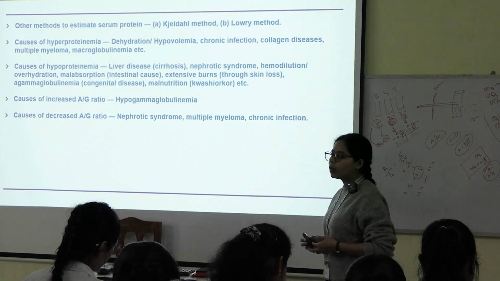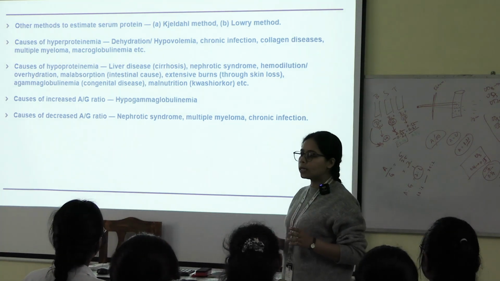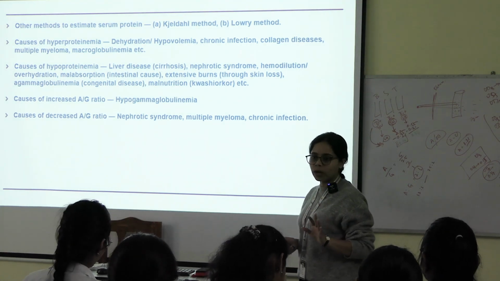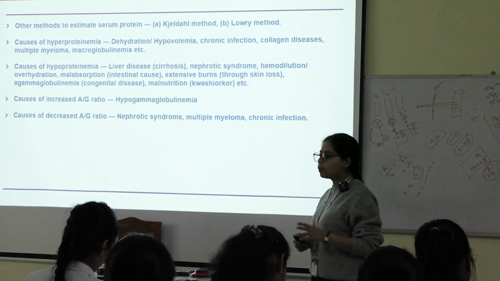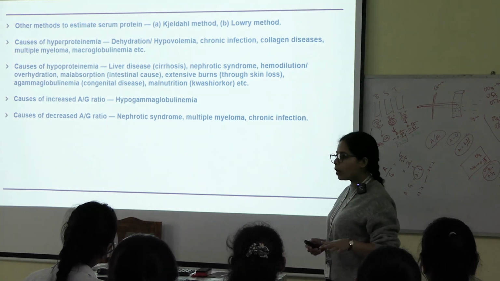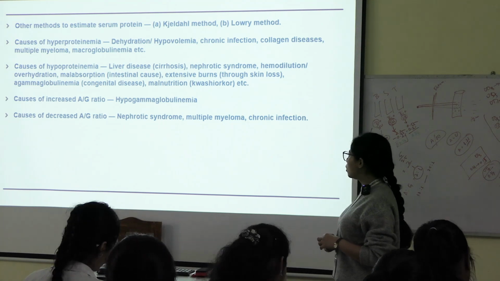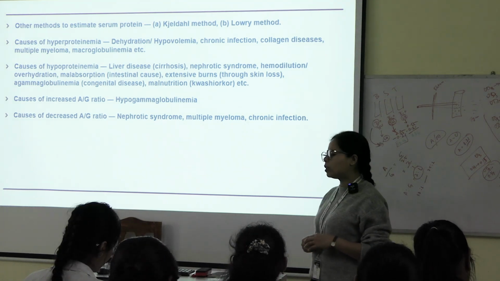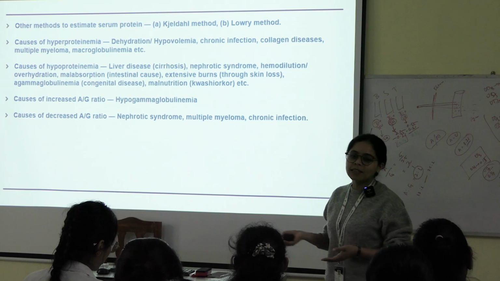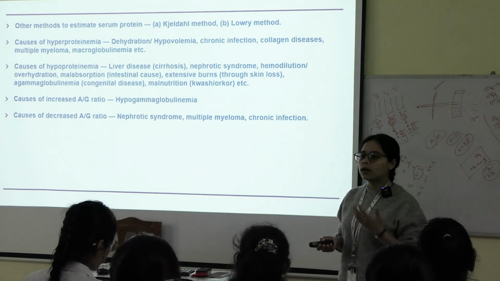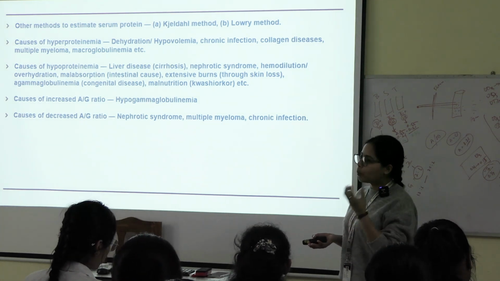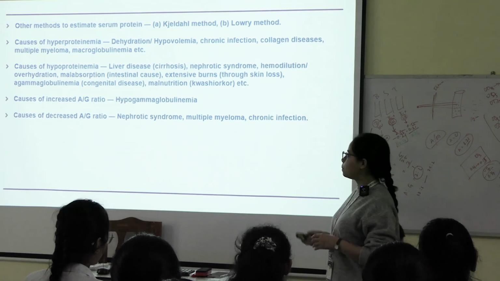Then multiple myeloma is a disease of the brain. No need to know in details. In final year medicine you can learn multiple myeloma. It's an important topic, but not required now. Then we have macroglobulinemia. What is macroglobulinemia? Emia means in the blood. Macro means big. Globulin is a protein. So big protein in the blood.